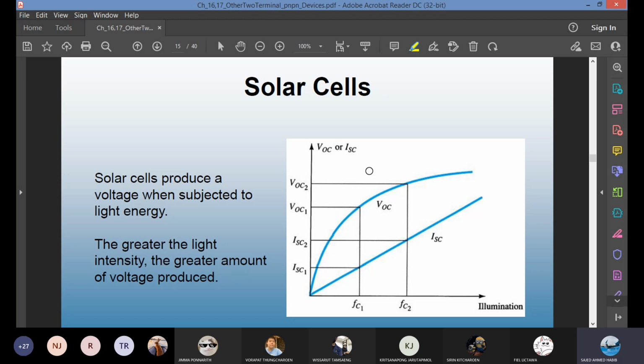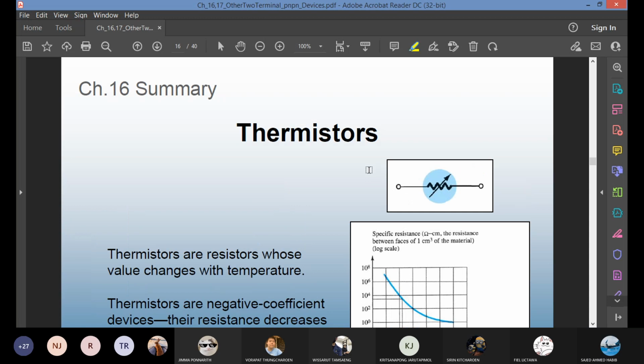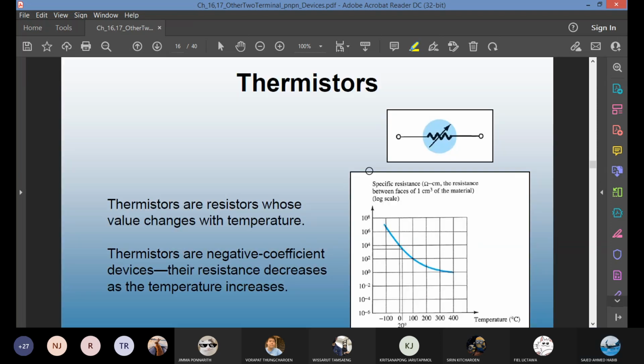I'd like to show you an example of a house solar system from the textbook. Okay, let me finish this one and then I'll show you an example. Because this is chapter 16, the next slide is chapter 17.